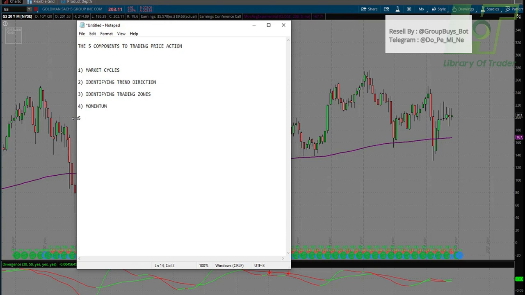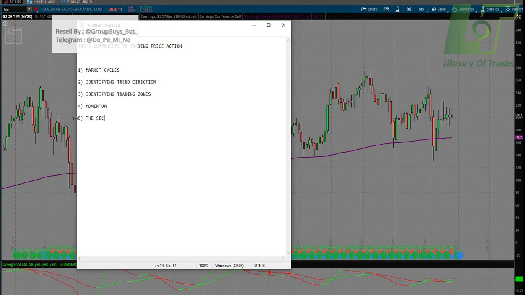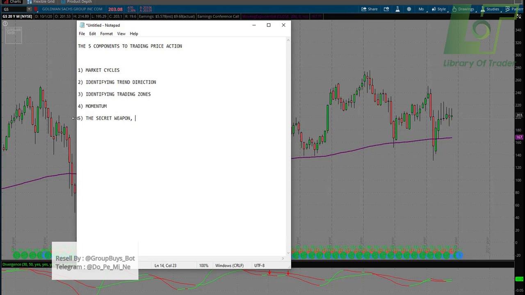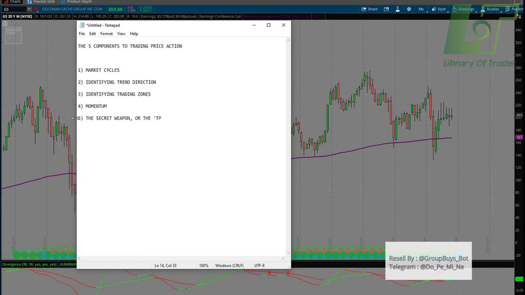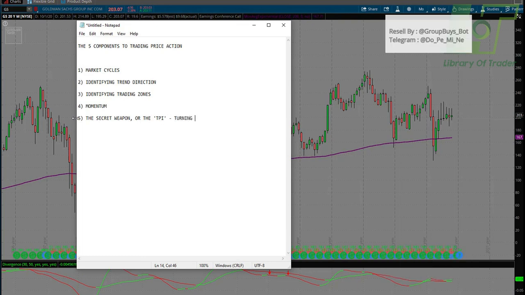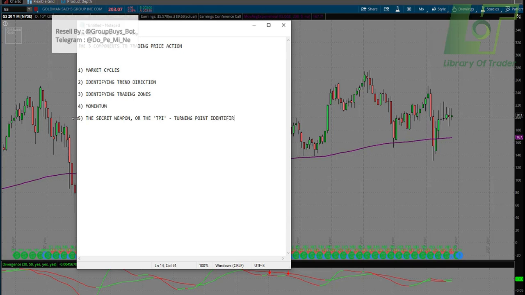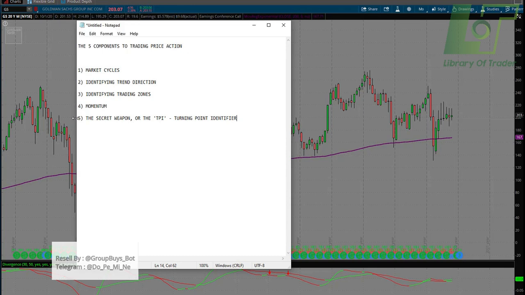And then the last component is what we call the secret weapon, or the TPI, the turning point identifier, and that is our proprietary divergence indicator signal.